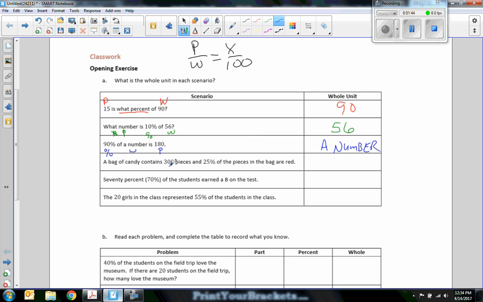Okay, a bag of candy contains 300 pieces. That is my whole. Here's my percent. Of the pieces in the bag are red. 25% of the pieces in the bag are red. That is my part. So my whole in this case is the 300 candies.